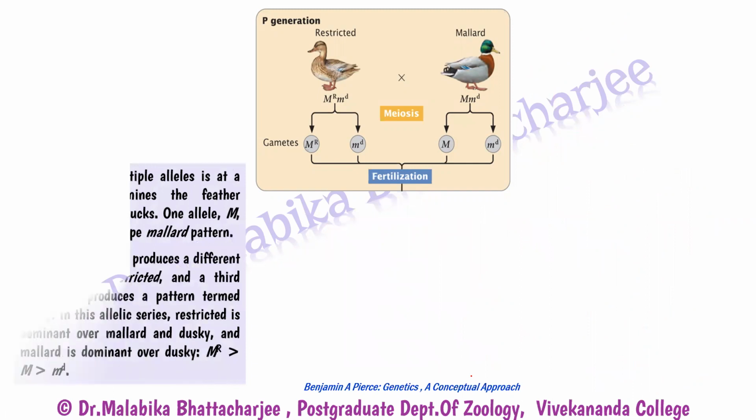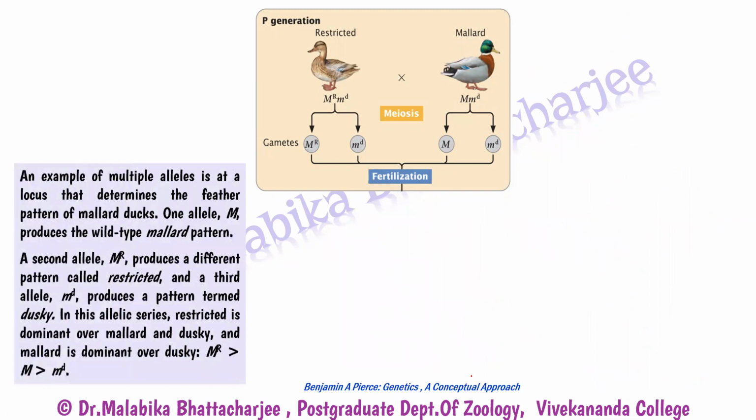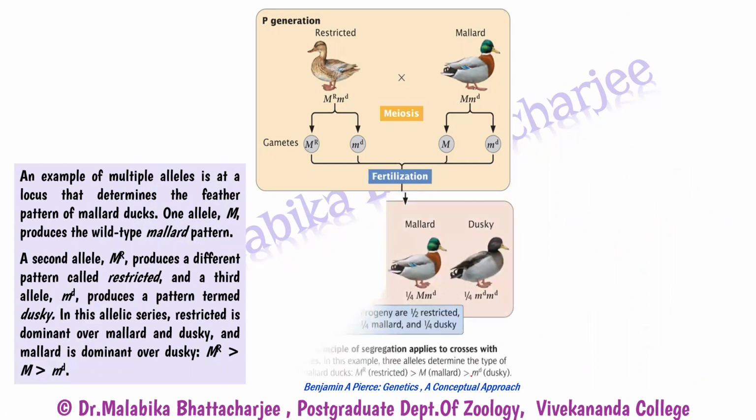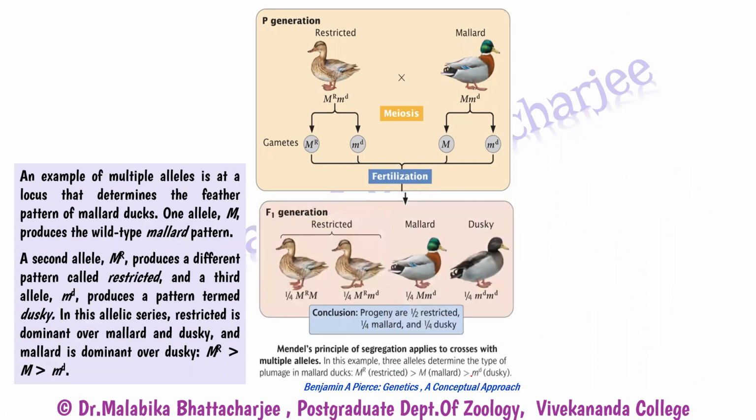So when we do a cross like this, as I was talking about, the three alleles: MR restricted, M mallard, and MD dusky. M produces the mallard pattern and MD produces the dusky pattern. So when the cross occurs like this, what are the combinations we can have? MRM, MRMD, MDM, MDMD.